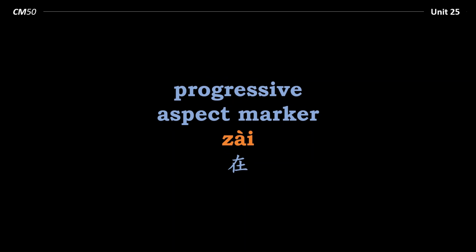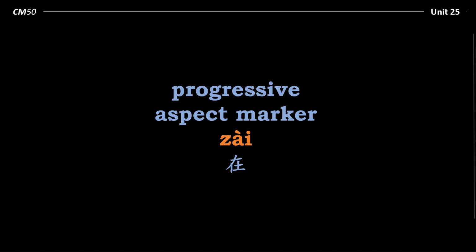How about the progressive aspect? Well, the marker for this is 在. Now, we've already come across this word as a verb or preposition to mean at. 他在家, he is at home. It also functions as a progressive aspect marker to tell us that a verb or an action is in progress.